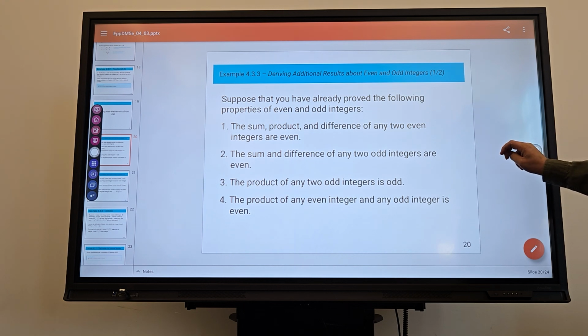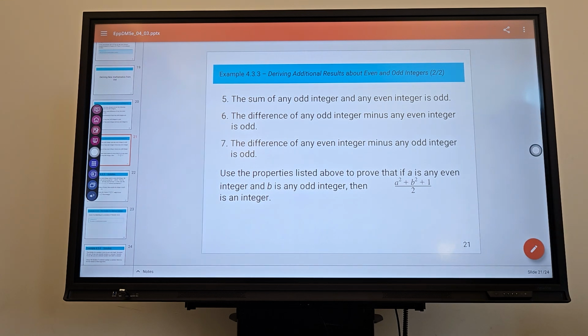Did I say that right? The product of any even integer and any odd integer is even. Yeah. The sum of any odd integer and any even integer is odd. The difference of any odd integer minus any even integer is odd. And the difference of any even integer minus any odd integer is odd. Use these properties listed above to prove that if a is any given integer and b is any given odd integer, then this is an integer.